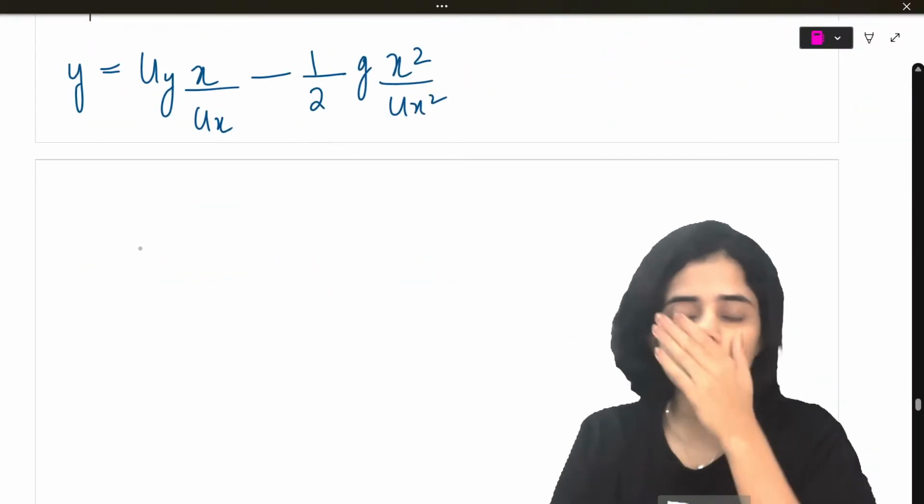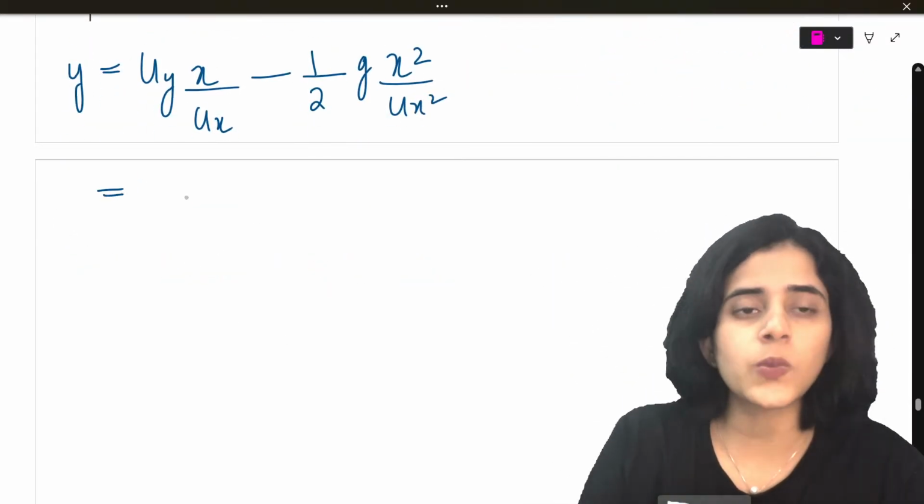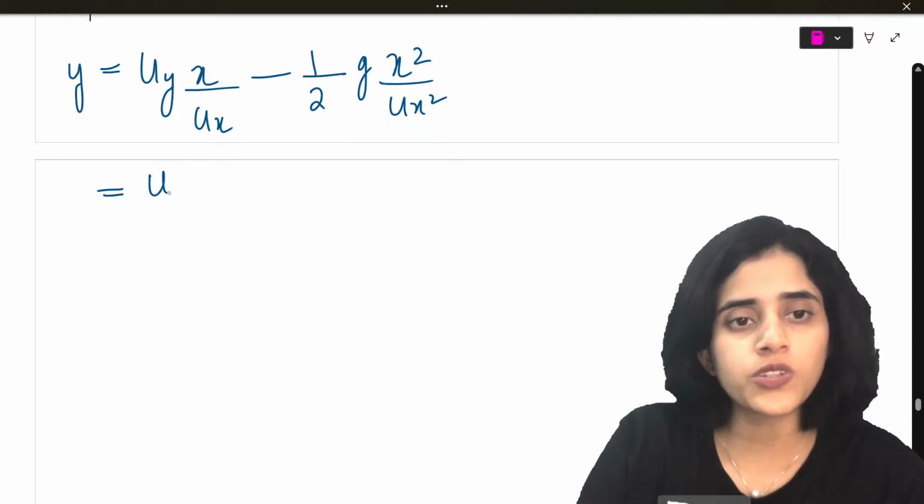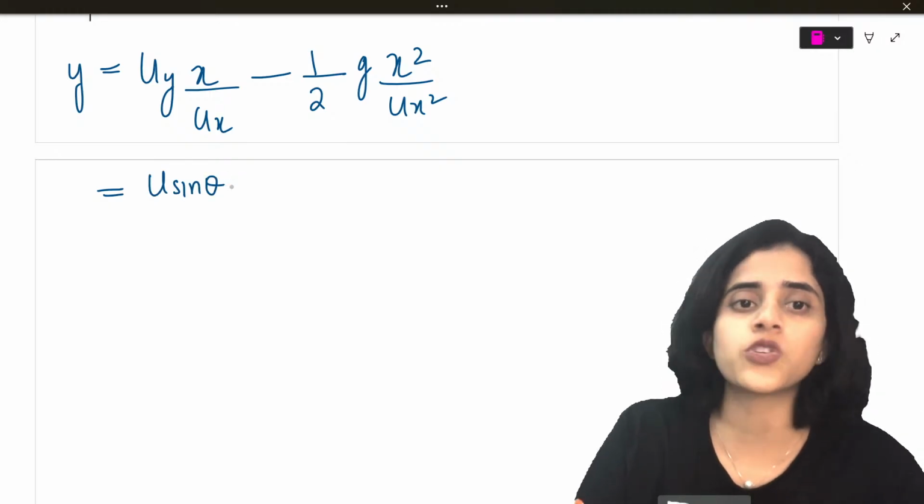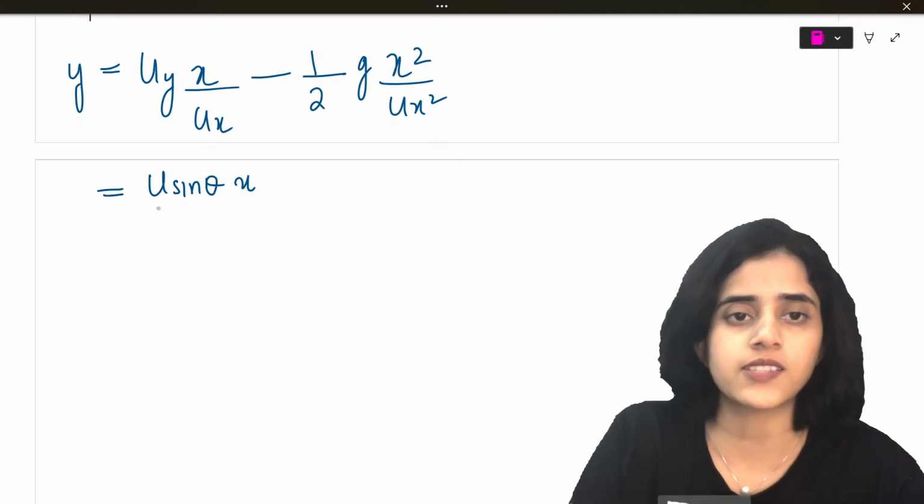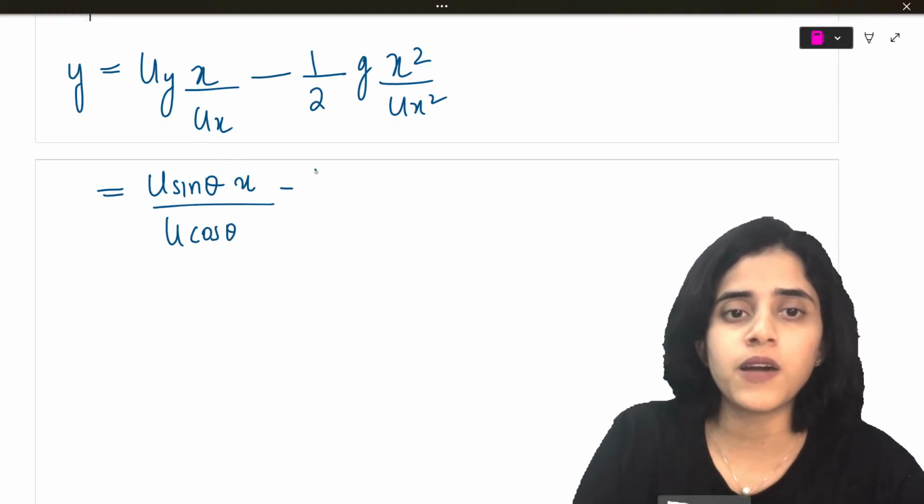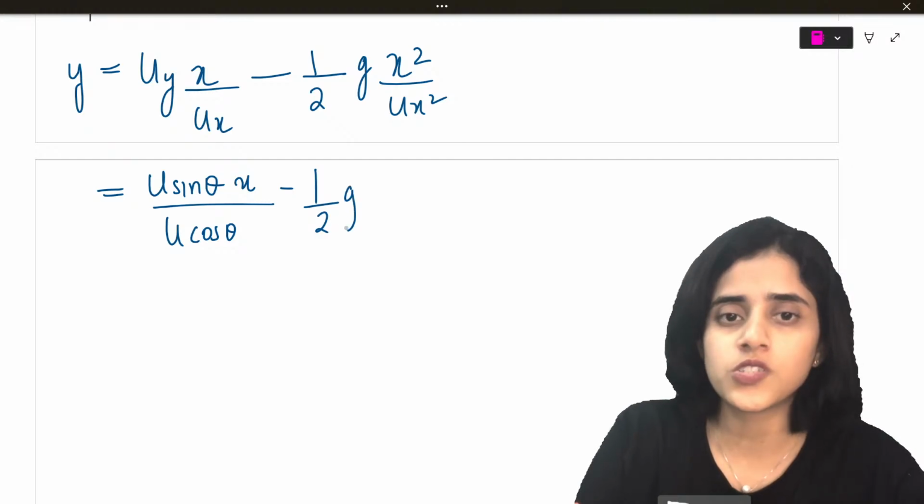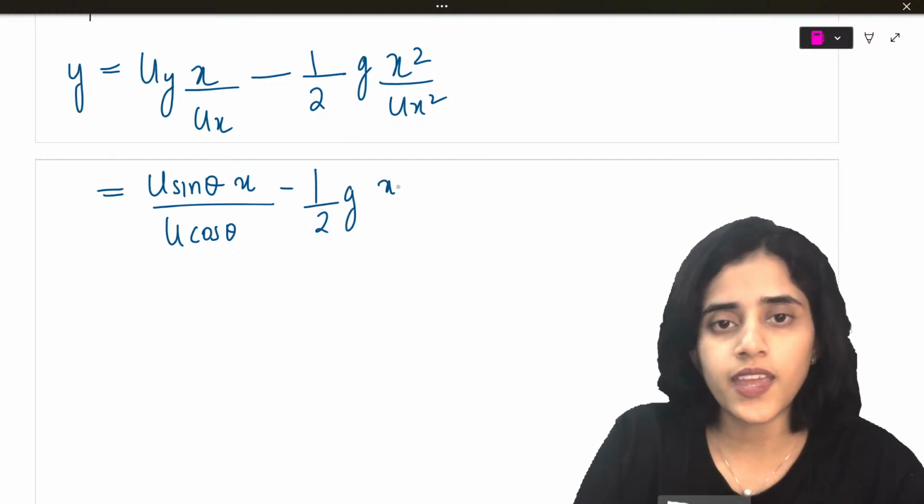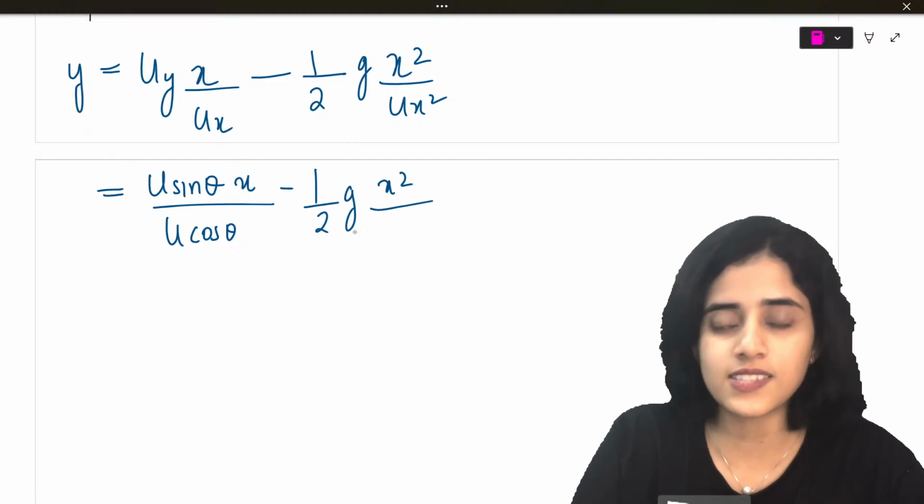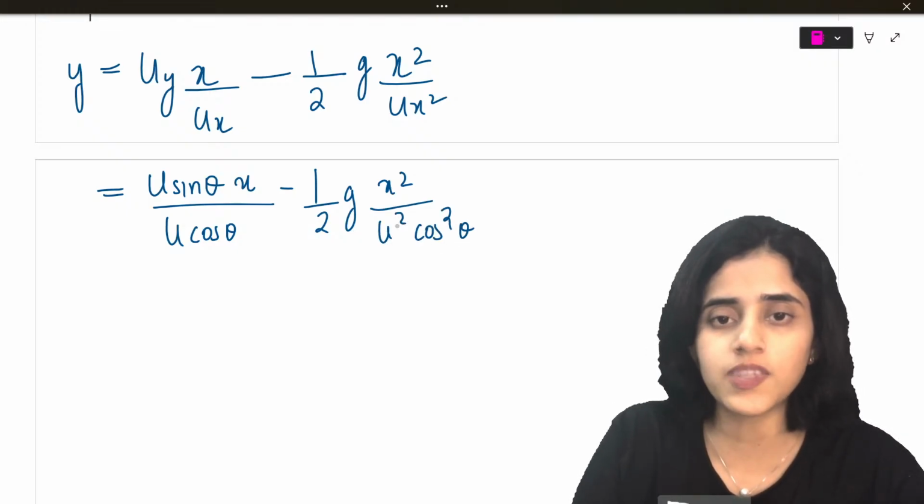Now let's do the math. What is uy? We know that it is u sine theta. So u sine theta into x, divided by ux, which is u cos theta, minus half into g into x square. Again ux square is u square cos square theta.